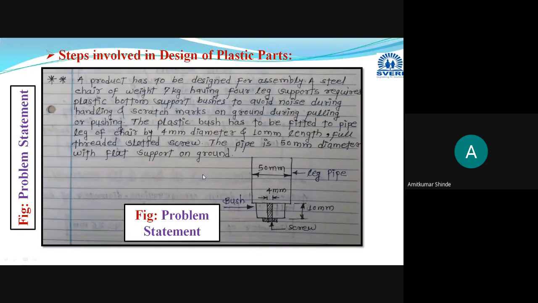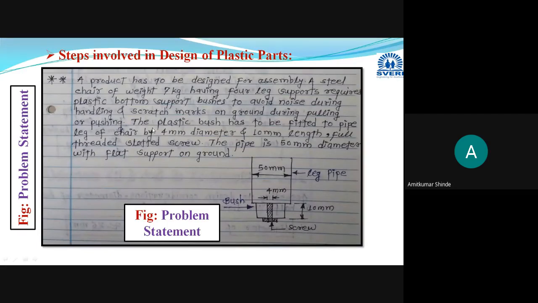That is its solution. After this, in the next session, we will discuss the design of the radius fillet and the design of holes in plastic parts. In this session, we are going to discuss how to design a bush. Before starting, we will read this problem statement.